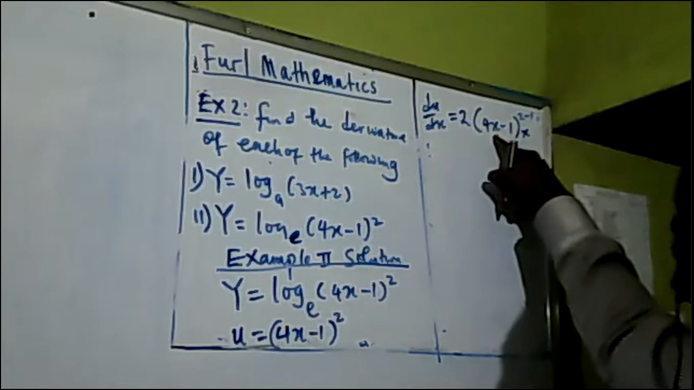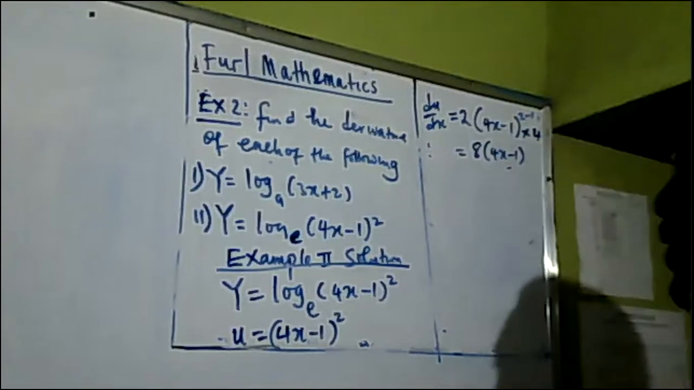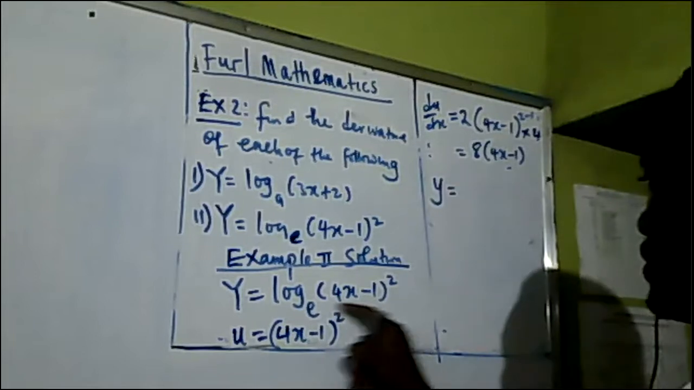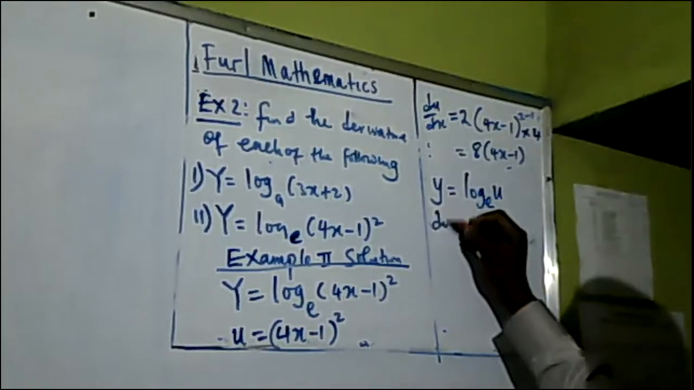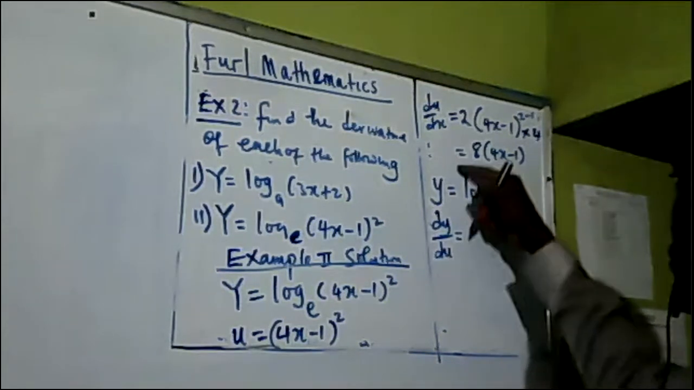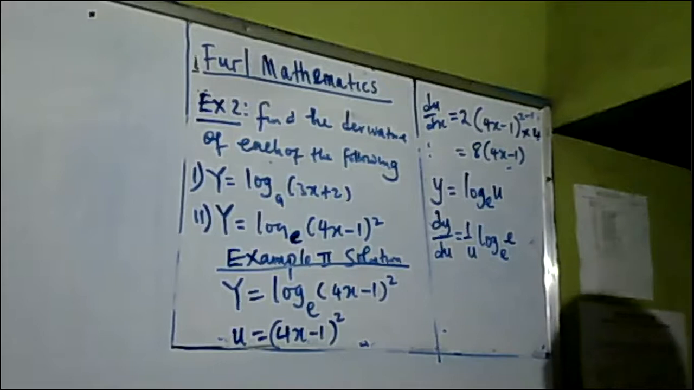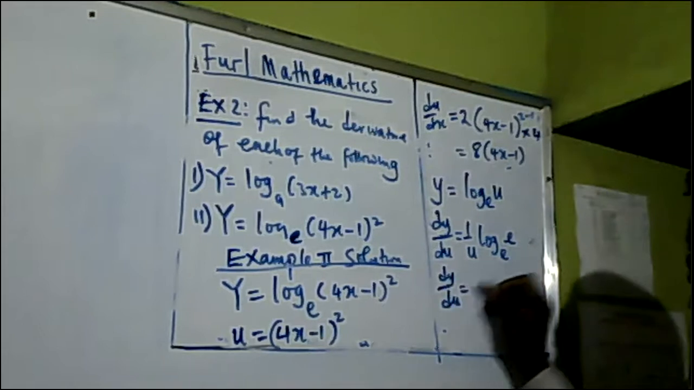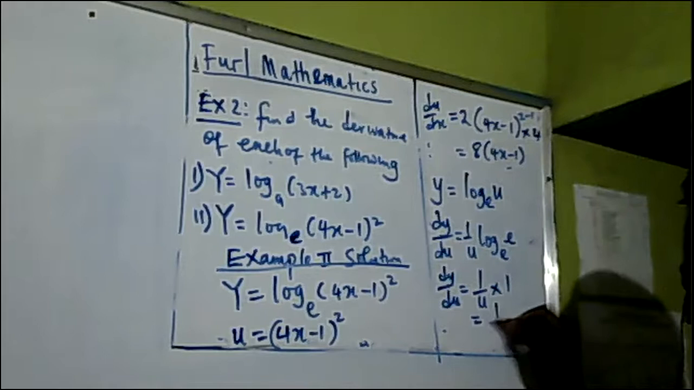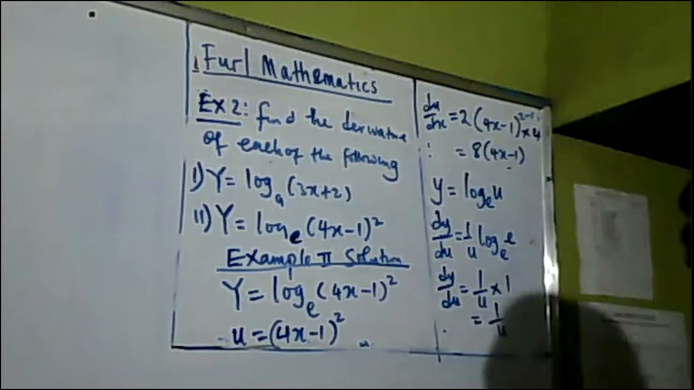If you differentiate this, what are we going to get? Ordinary 4. So 2 times 4 will give us 8 into (4x minus 1) raised to power 1. So that is our du over dx. Then y is equal to log e of u, once this one is removed, you replace with u. So dy over du will be 1 over u log e. Always replace here with e. In your log reading, when you have log x to base x, that is 1. Log 10 to base 10 is 1. Log 5 to base 5 gives you 1. So dy over du will be 1 over u times 1, which is 1 over u. The other time, because we have a and e, we could not convert to 1.